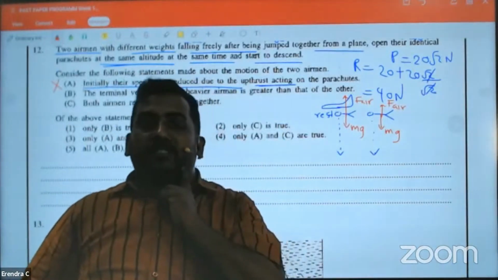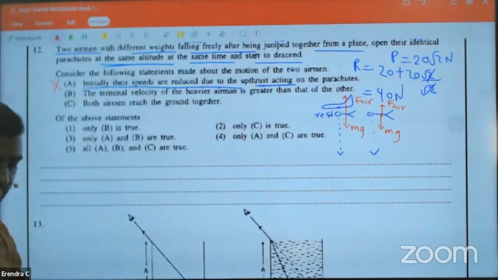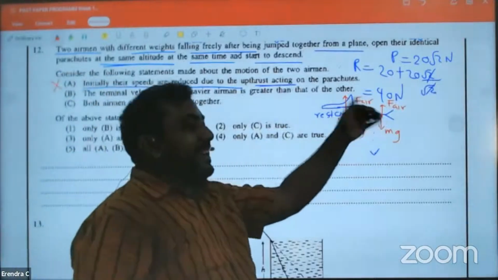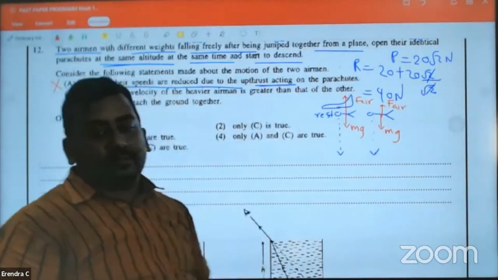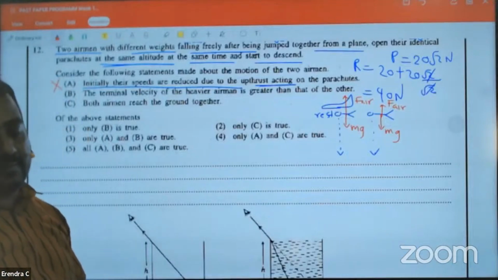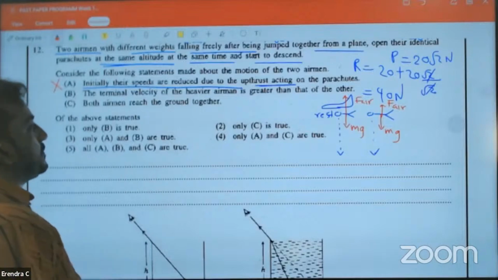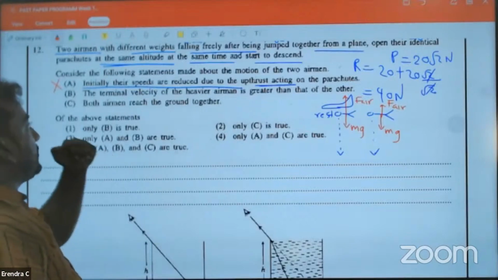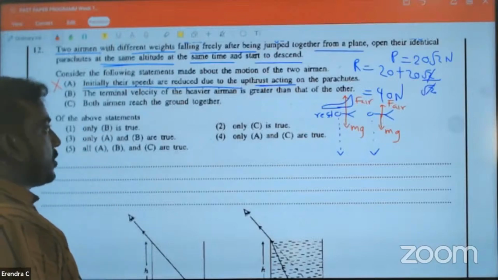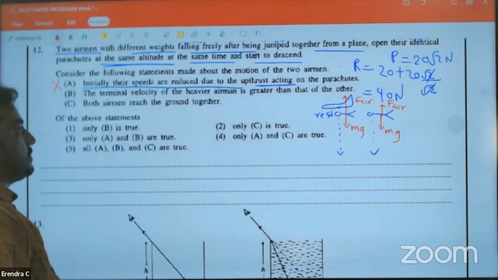When they jump out of the plane, air resistance will initially resist the motion. This will cause the speed to reduce first.